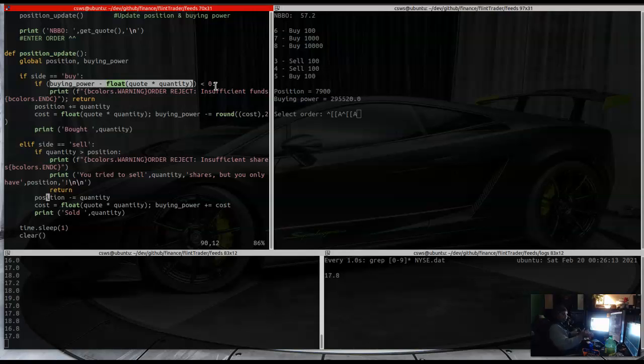So that's your cost. If at any time the amount of cash you have minus the cost of the transaction you're trying to buy is ever less than 0, that's going to trigger the reject. And then we have it color coded here with the warning, right? Otherwise, we do an update to the position. So we're just adding quantity to the position.